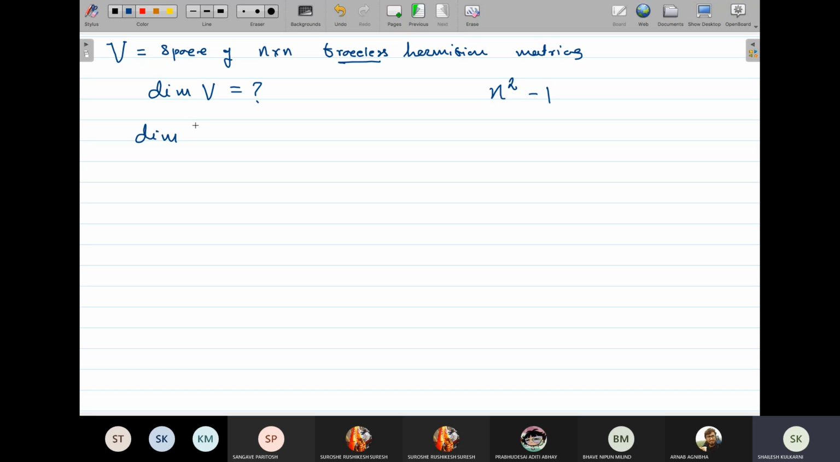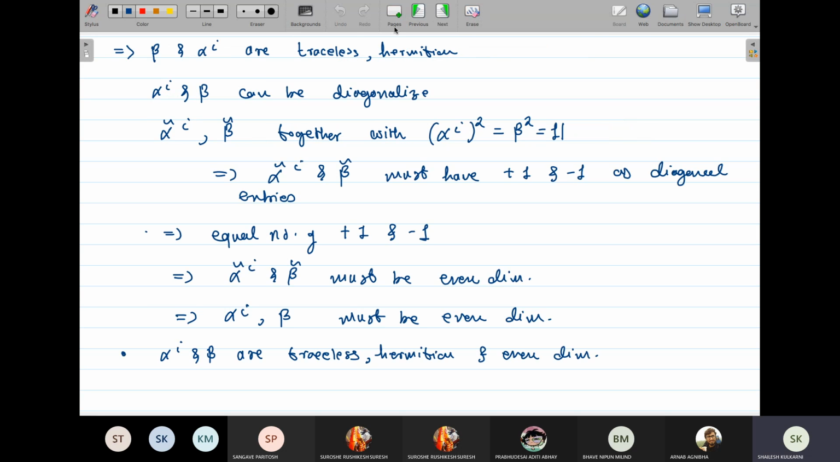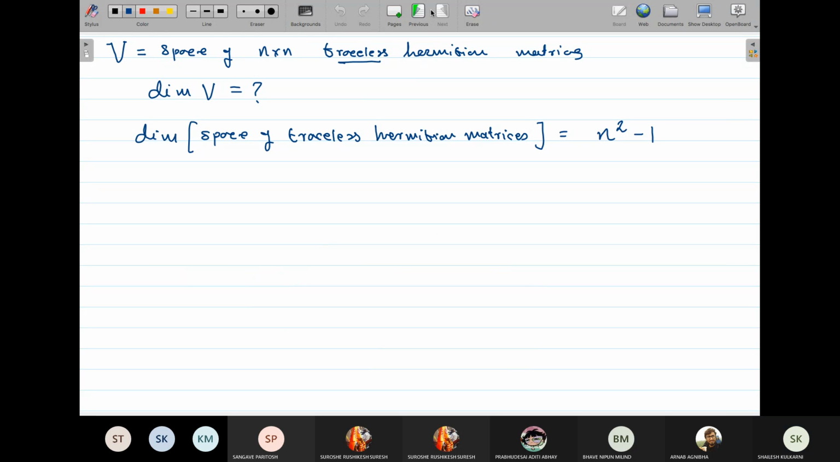So the dimension of the space of traceless Hermitian matrices will be equal to n square minus 1, right? Now how many matrices do we want? These are 3 numbers and beta is 1. So I need 4 independent matrices, because obviously they should not depend on each other. Otherwise there is no sense to this equation. So I want 4 matrices, right?